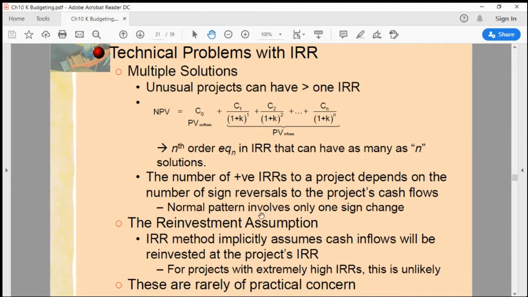So the sign reversals depend on the project's cash flows. The normal pattern involves only one sign change, because normally it's just at the beginning, in year one, or at time zero, or at time one, there is a negative cash flow, or cash outflow, right?